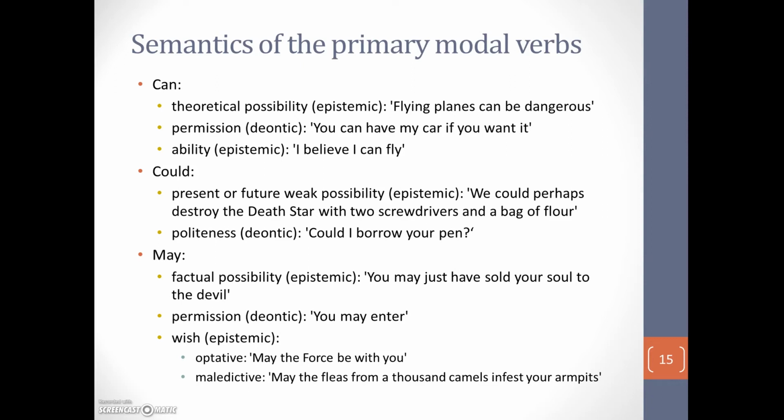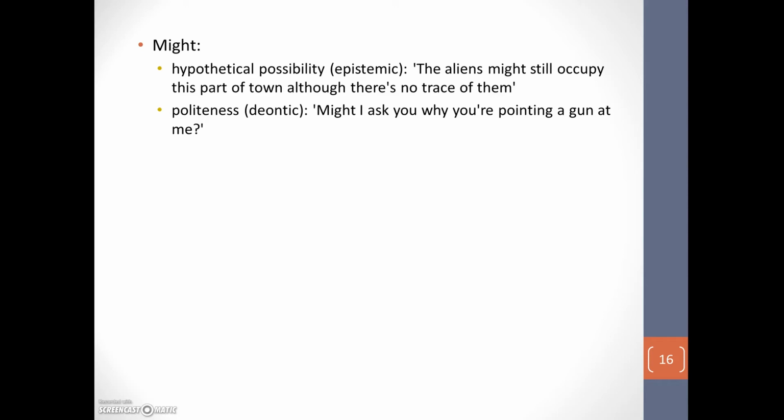May, we can use to describe factual possibility, permission, or wishes. So here we have the optatives and maledictives that we also looked at earlier. Now you may just want to pause the video here and have a look at this and read the examples. Might is also the past tense form of may. But again, we also use this in its own right to talk about, for instance, hypothetical possibility and also to express politeness.